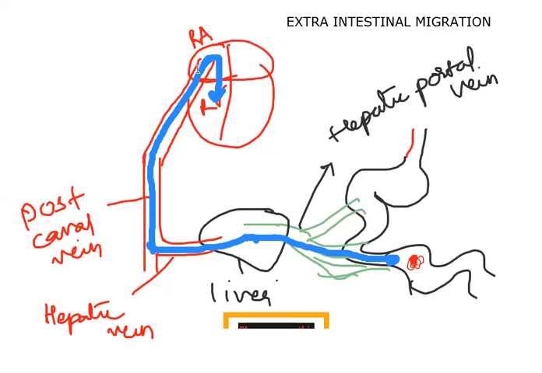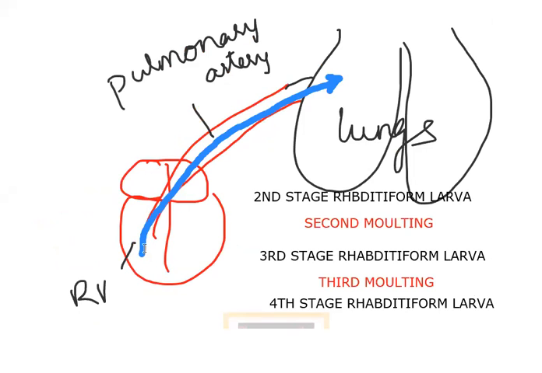That means to the right atrium of the heart. So from the right atrium to the right ventricle, it goes to the lungs through the pulmonary artery. Right atrium to right ventricle to the pulmonary artery, it goes to the lungs. The second stage rhabditiform larva goes to the lungs.